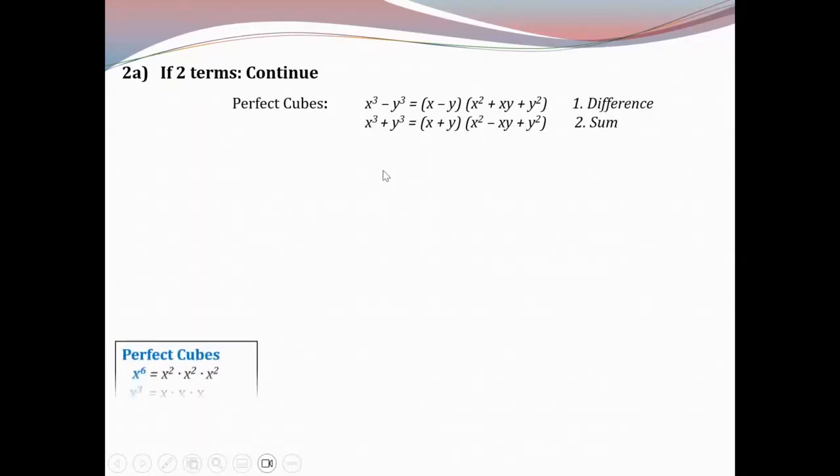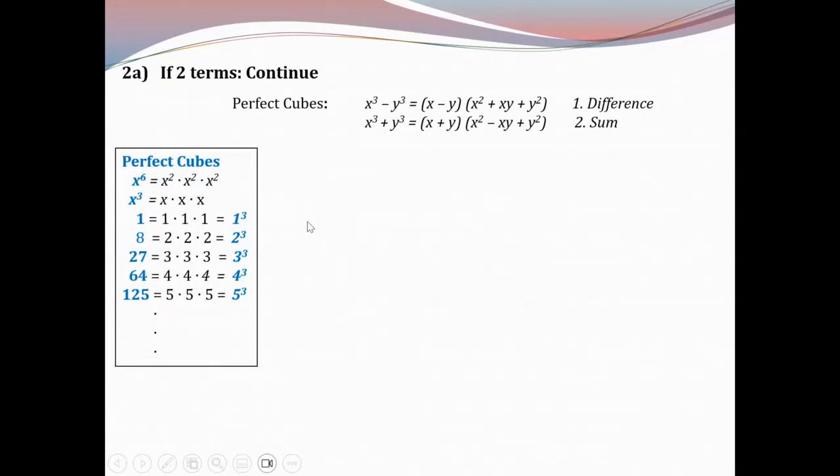Okay, now, what are perfect cubes? x to the 6th power is a perfect cube. Why? Because x squared times x squared times x squared will give me x to the 6th power. So x cubed is a perfect cube because x times x times x will give me x cubed. 1 is a perfect cube because 1 times 1 times 1 will give me 1. 8 is a perfect cube because 2 times 2 times 2 will give me 8, and so forth.